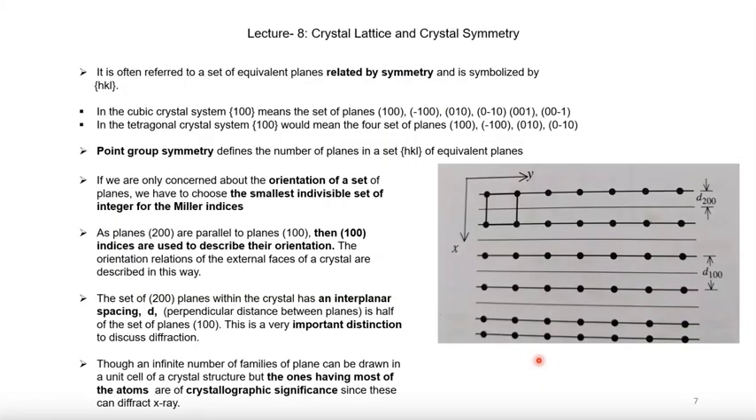Now we have been explaining what Miller indices are, and I said that Miller indices are a very important point to be used in the determination of crystal structure. So we'll continue a little bit in the next lecture about Miller indices, and then go on to the next chapter of the syllabus.